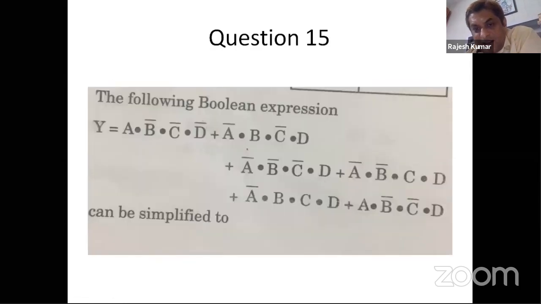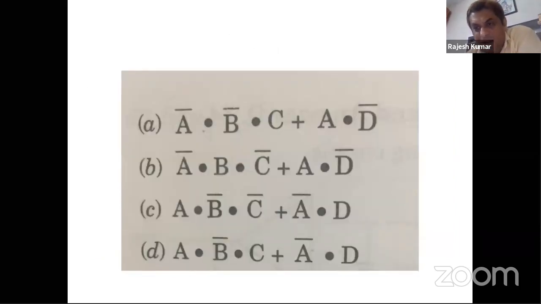And I think this is the last one that I have got from the GATE 2011 examination. The following Boolean expression can be simplified to. You can simplify that with the help of Boolean identities, that we have got 12 Boolean expressions in your digital electronics. You have to use those and you can simplify that. And ultimately, for this I may have to use my pen tablet also so that I can solve it.